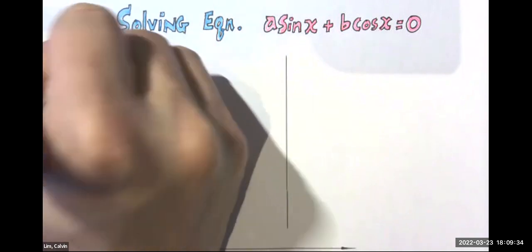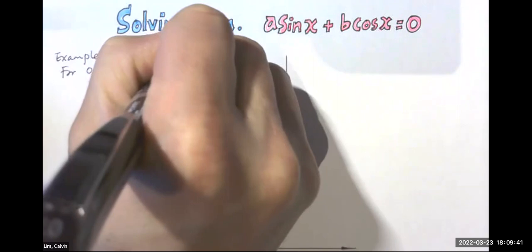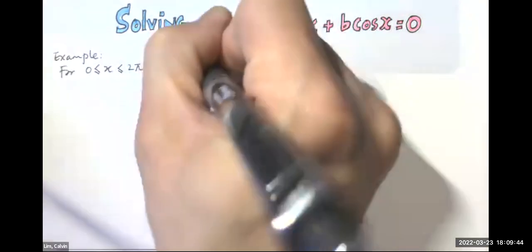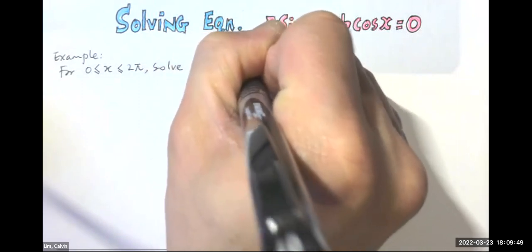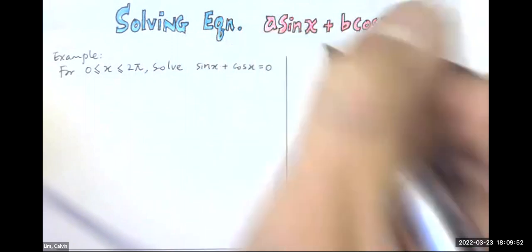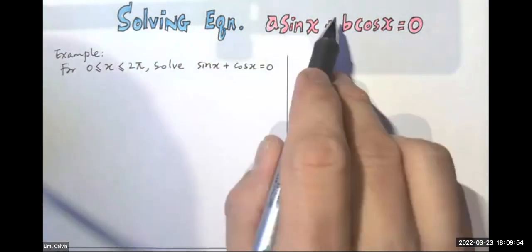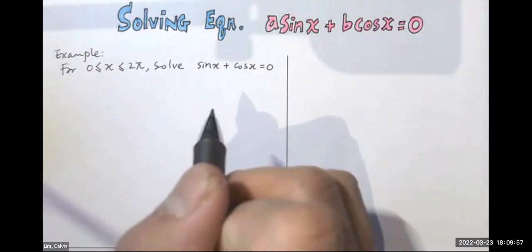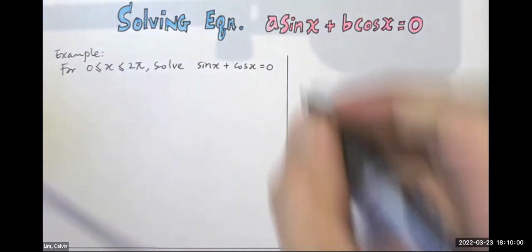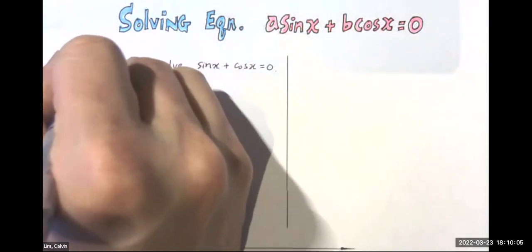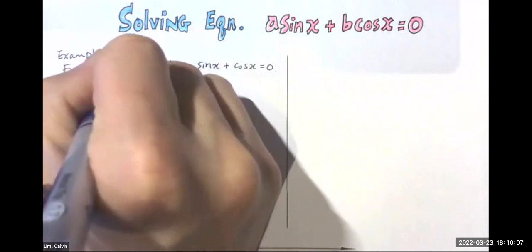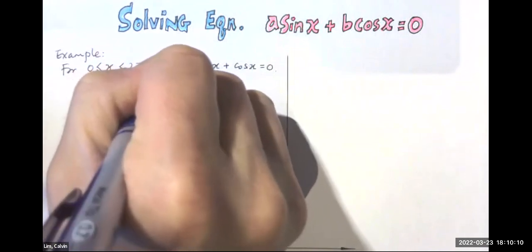So for example, for 0 less than or equal to x less than or equal to 2 pi, solve the equation sine x plus cos x equals 0. That means the a value is 1, the b value is 1. We're going to proceed as usual. Just going to write the equation as is, sine x plus cos x equals 0.